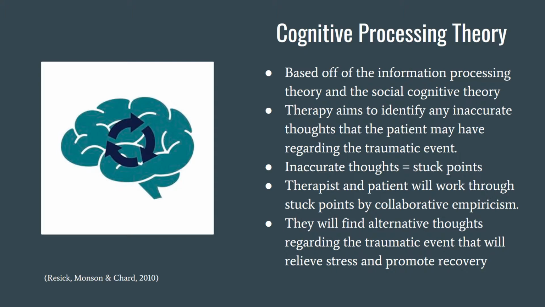Once these stuck points have been identified, the therapist and the patient will work together through a process called collaborative empiricism. Collaborative empiricism allows for the goals of the therapy to be determined by the patient with the assistance of the therapist. It is a method that allows for information to be obtained and gathered by both the therapist and the patient. The patient and the therapist will work through the stuck points to find alternative thoughts that relieve stress and promote recovery.